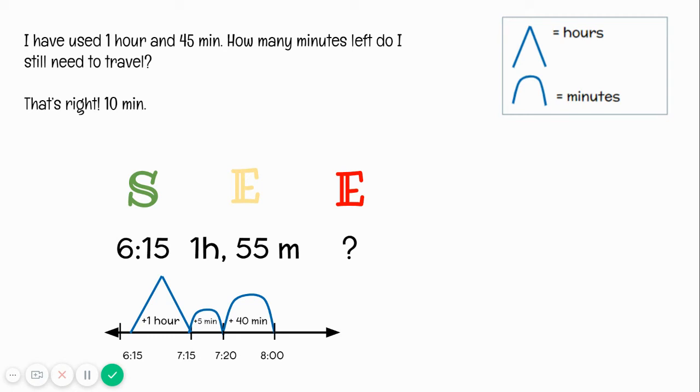If I took my 50 and decomposed it into 40, my remainder or my difference would be 10 minutes. So I need to travel 10 more minutes. So I'll add in 10 more minutes and that will put me at 8:10.